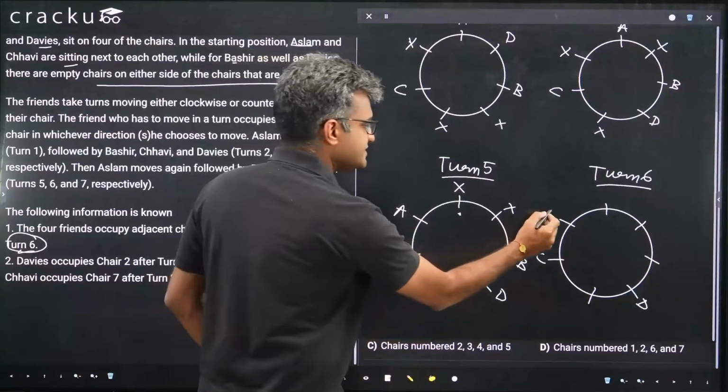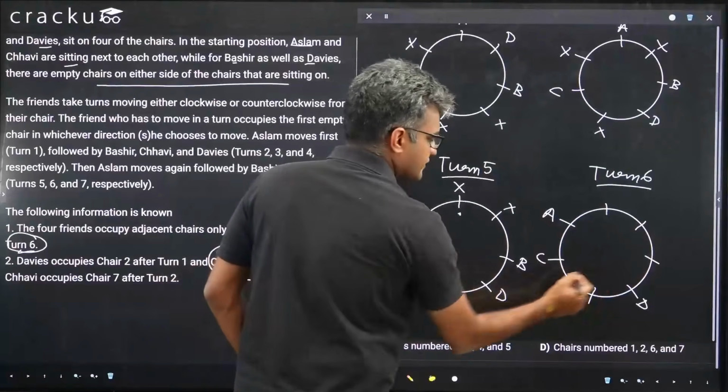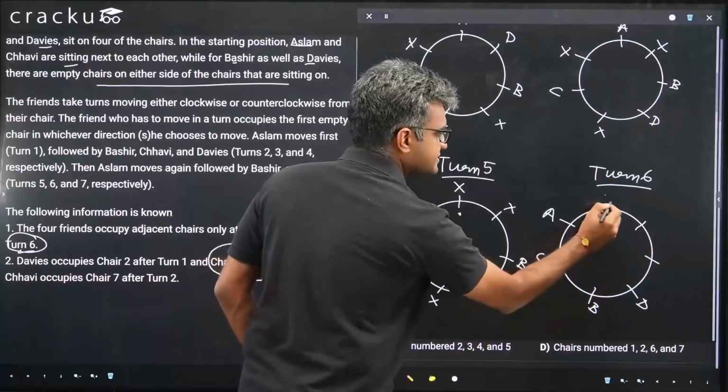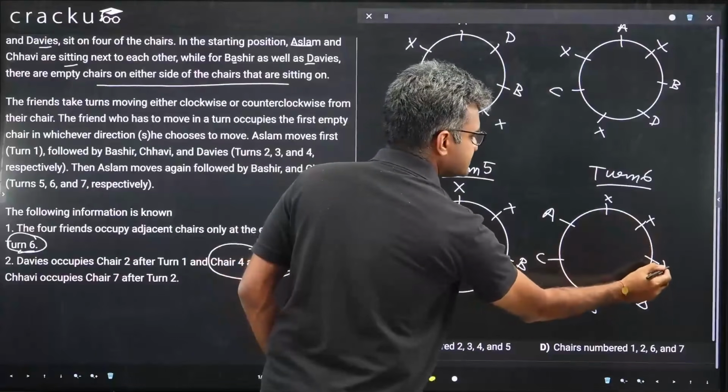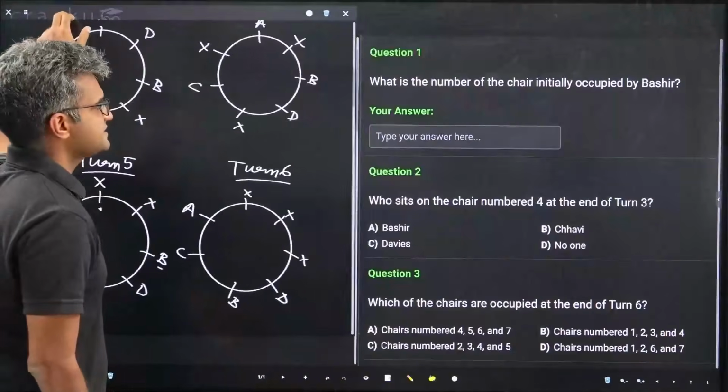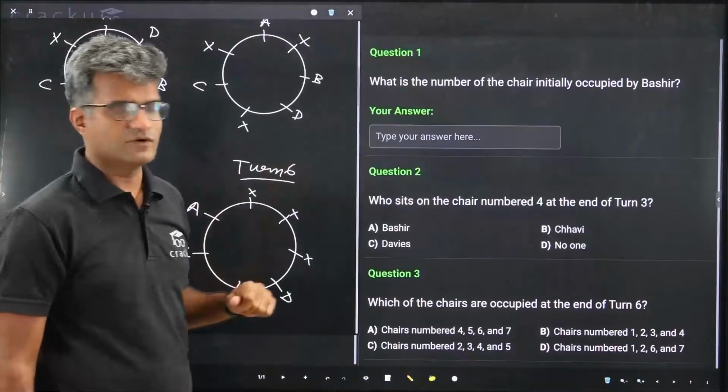And now in turn 6, like we discussed, B will move. This is where A is. B will move from here to here. This will be B. This is empty, this is empty, and this is empty. So now we have the positions after all the 6 turns. Let us go ahead and answer the questions that follow.